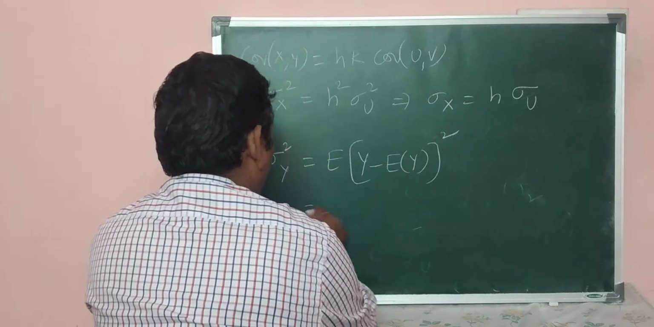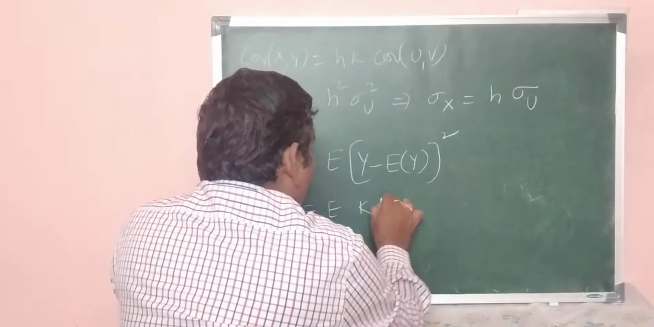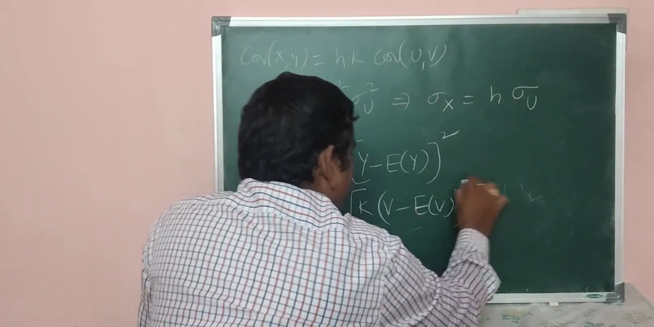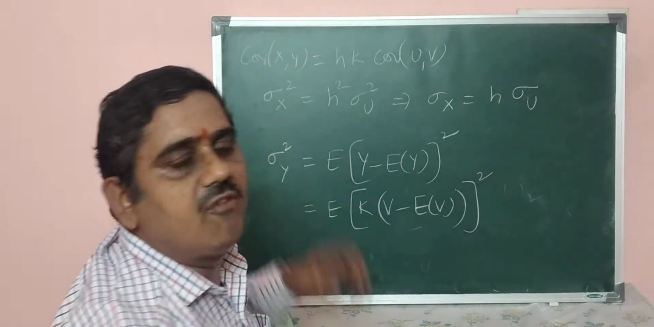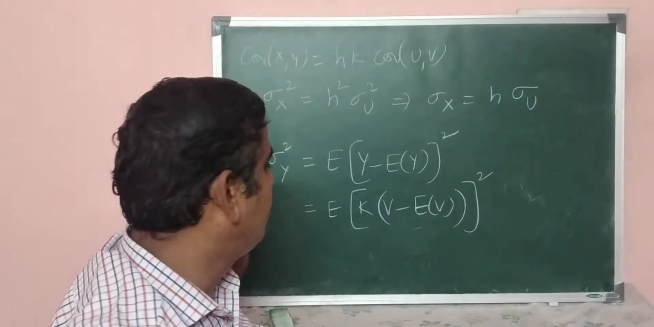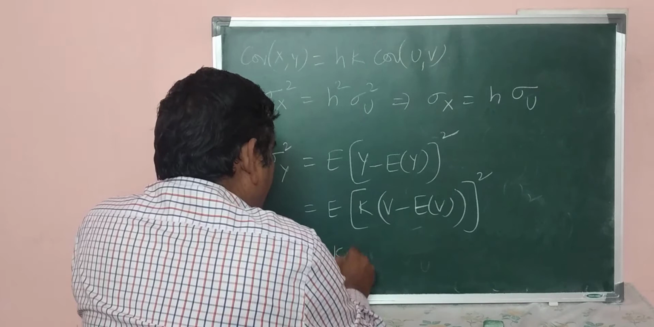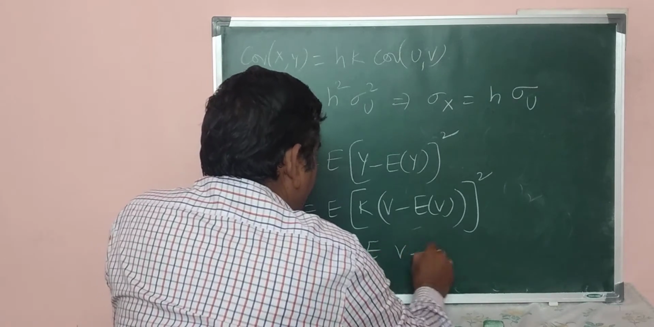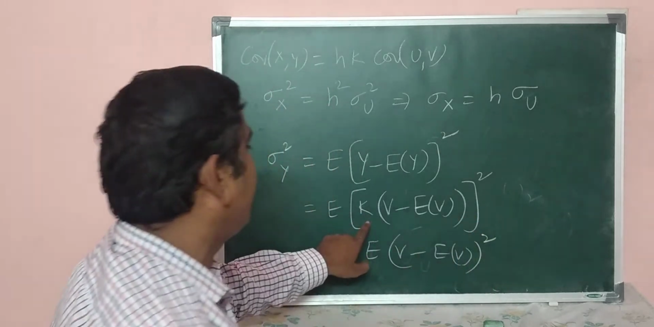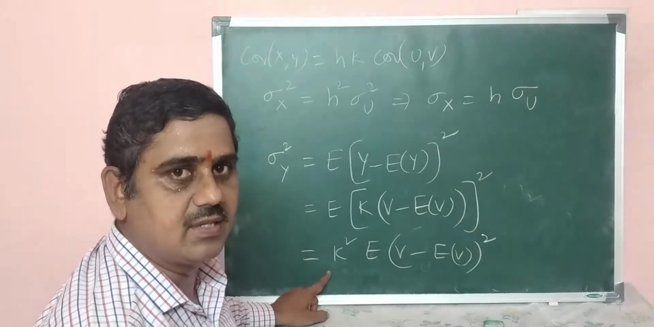So this is the value of y minus expectation of y, which is k into v minus expectation of v, on consideration of shifting the origin and scale of another variable v, which we have calculated; please refer. So therefore it is nothing but k square multiplied by expectation of v minus expectation of v the whole square. Why? Because k square is a constant, and I am taking it outside of the expectation.